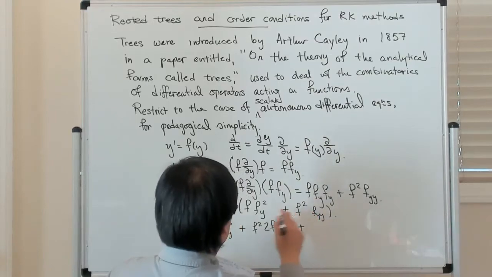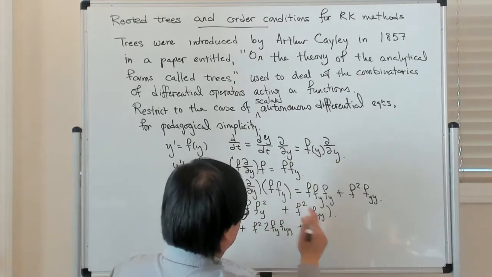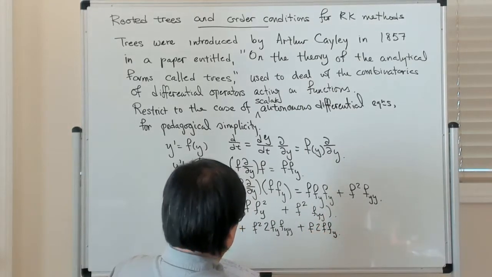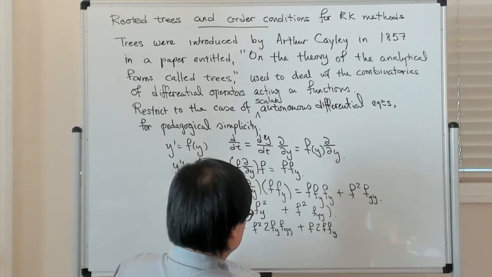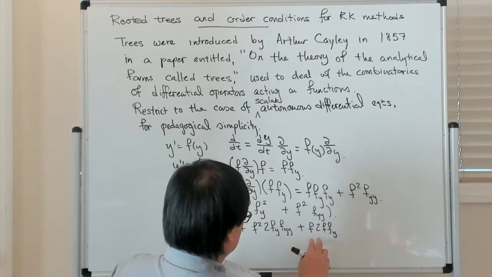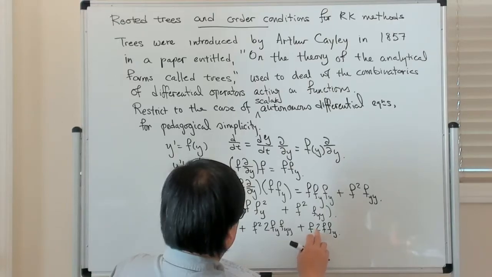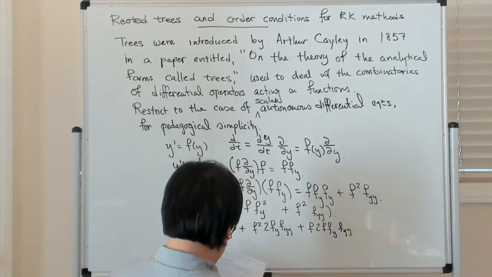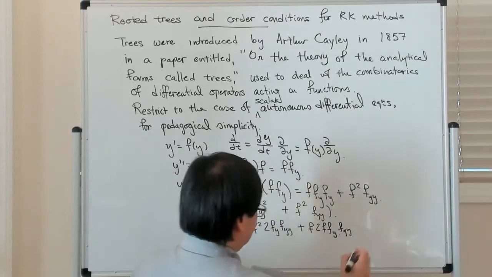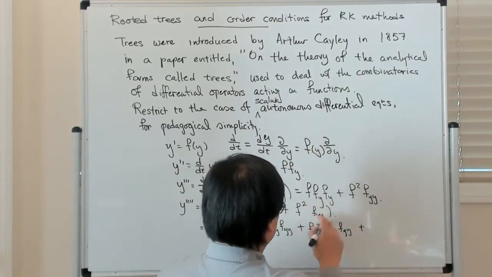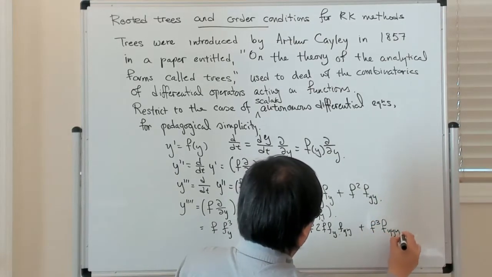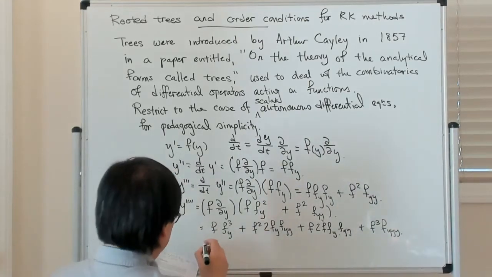Then you can do the same: d/dy applied to the f squared term gives you 2f fy term. Think about that. Then you have to multiply by fy, right? Then you apply the operator to the second piece, and you get f cubed fyyy. So I can collect all these pieces.